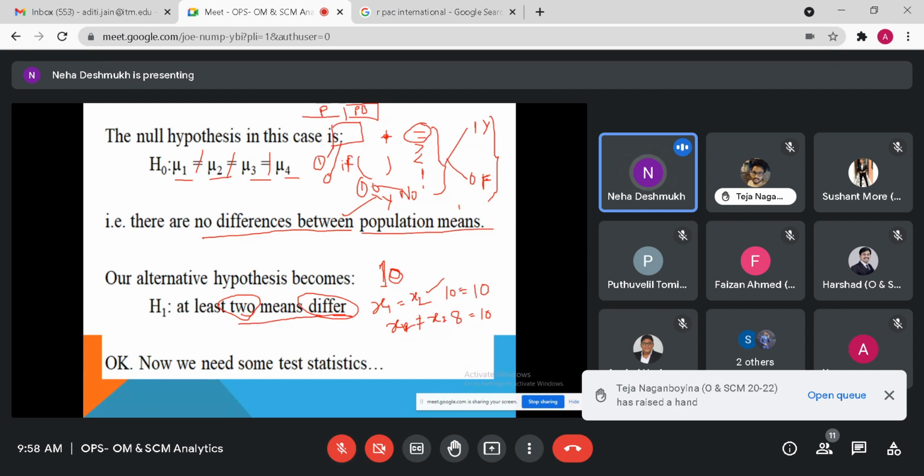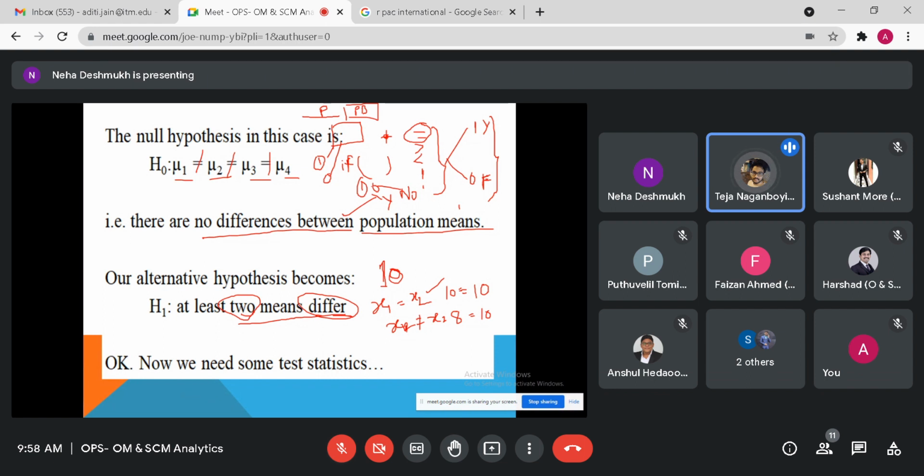Are you with me? Ma'am, I have a doubt. Yes, tell me. Ma'am, regarding this null hypothesis, we are saying there is no difference for all the four quantities, and in the alternative, we are saying at least two. So in this case, we will take mu1 is not equal to mu2, and mu3 is not equal to mu4. At least two means differ from each other.